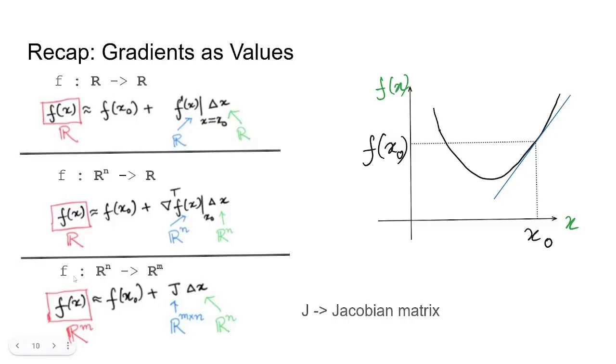In a more general case, where the input is a vector and output is another vector, so let's say the input is n-dimensional and output is m-dimensional, the linearization is now represented by this, where this quantity is now a matrix, and delta x still remains a vector. So we multiply a matrix and a vector to finally obtain a vector. This matrix is called the Jacobian matrix, and it has shape m by n.